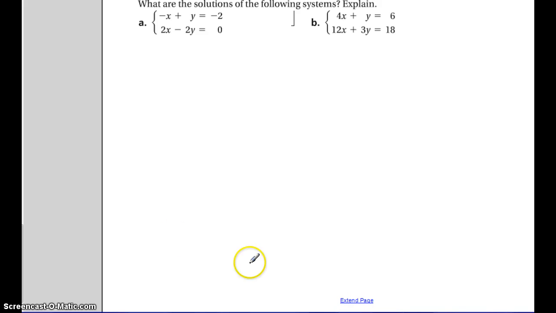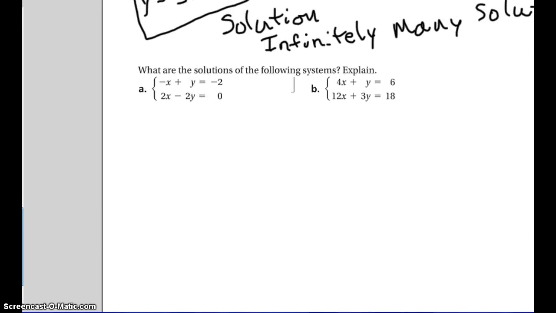Why don't you guys try these two on your own as I study these. Try these two and see what they look like when you graph them on your calculator.